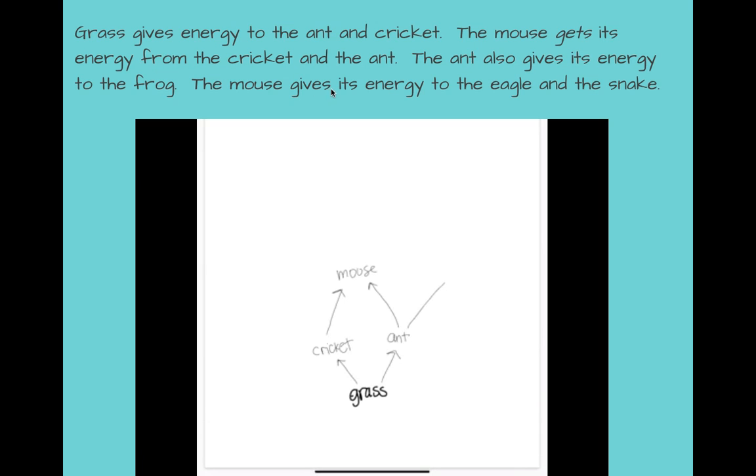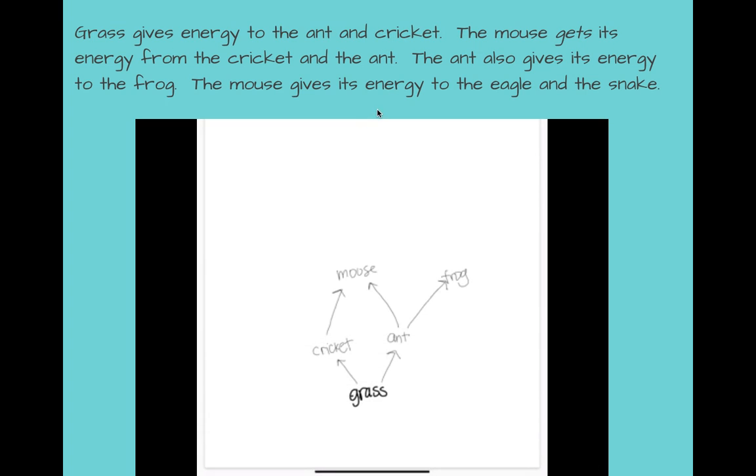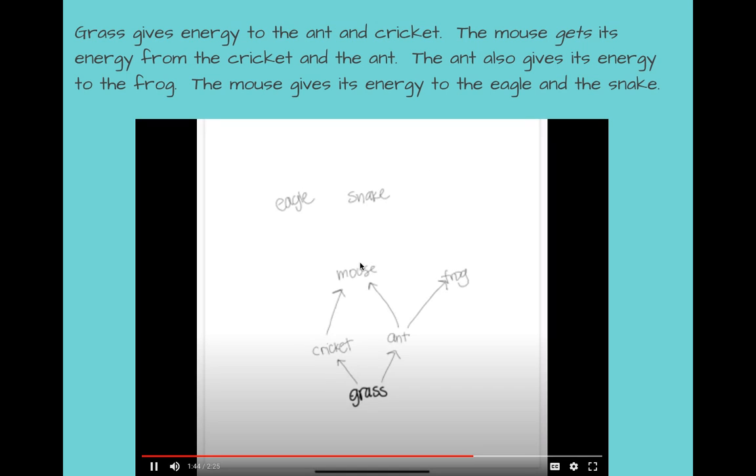Great. Second sentence done. The ant also gives its energy to the frog. So the ant gives its energy to two things. Boom, done. The mouse gives its energy to the eagle, and it also gives it to the snake. So that means that from my mouse, I'm going to draw an arrow to the eagle and to the snake.